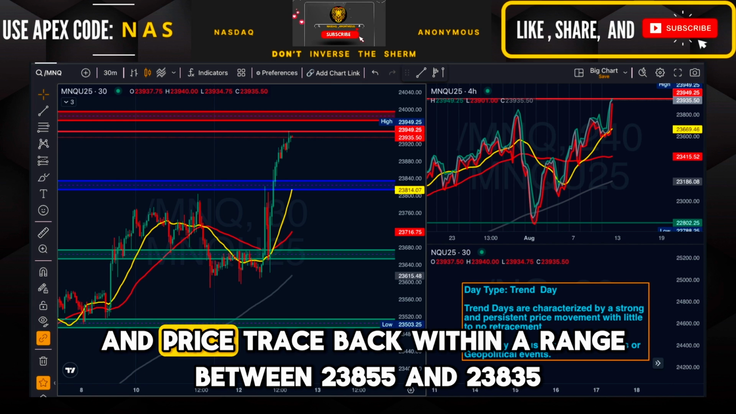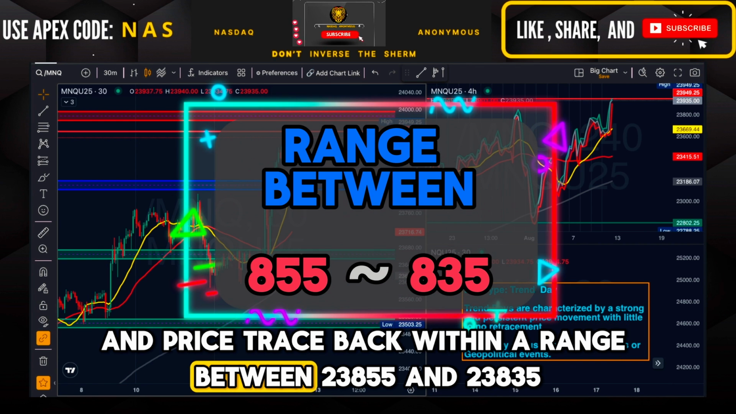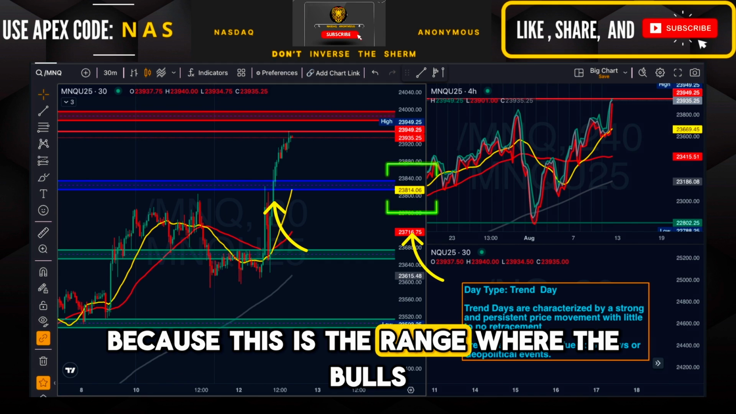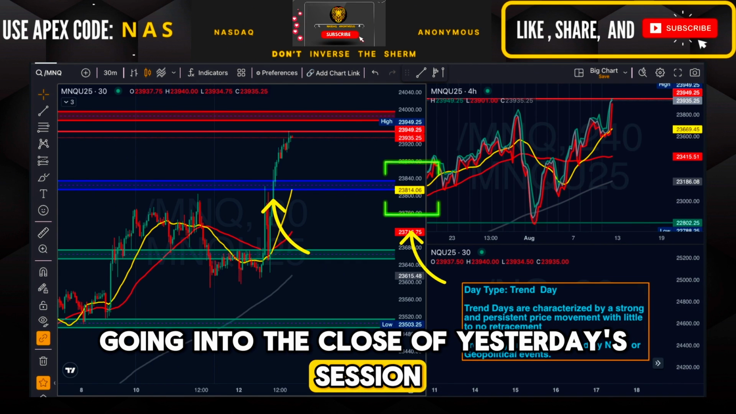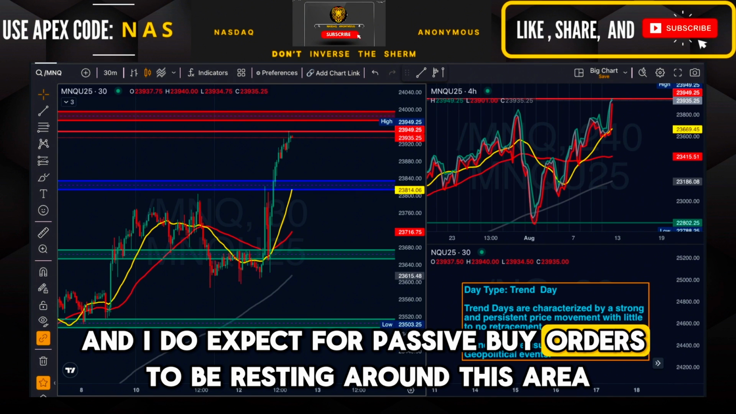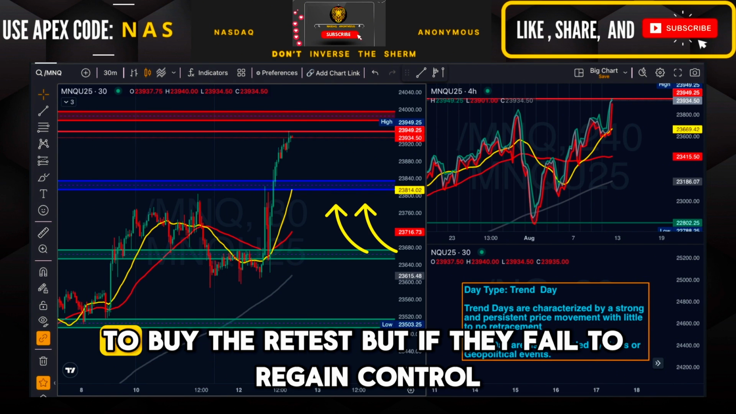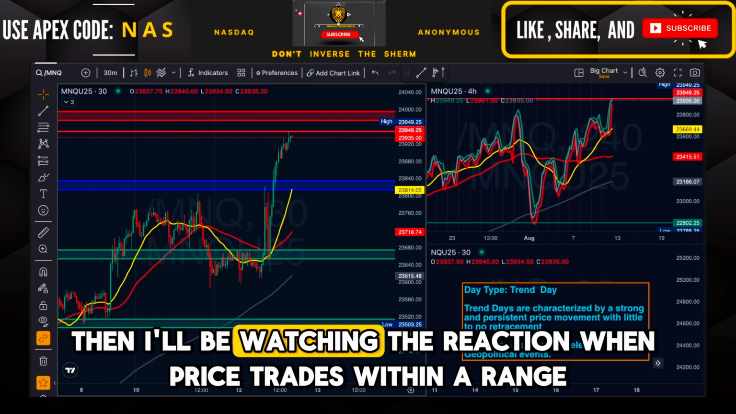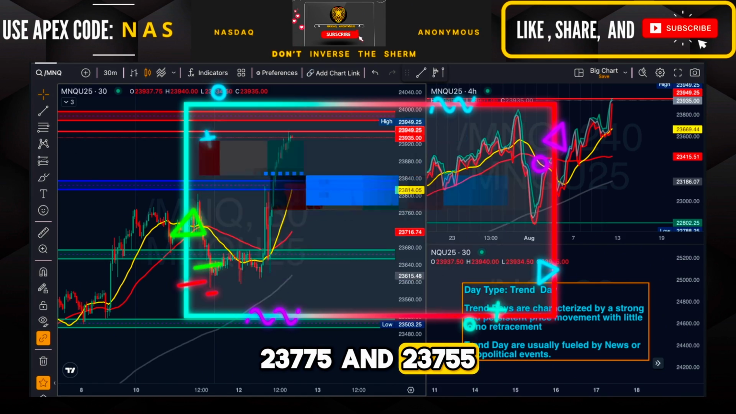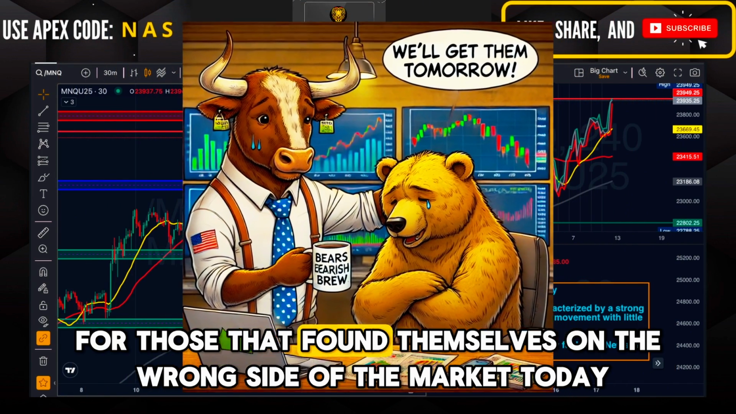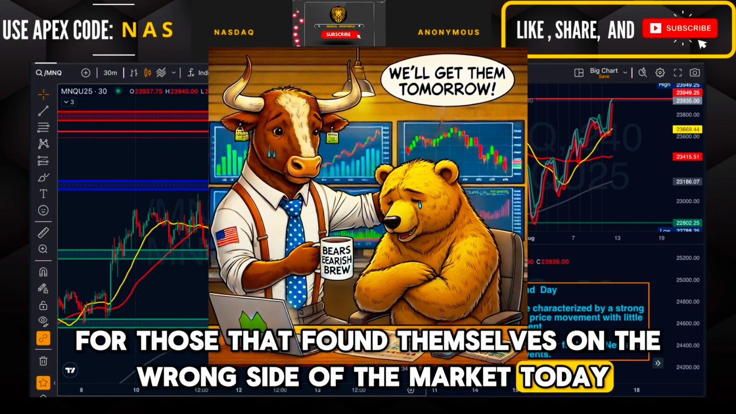However, from my bearish thesis, if the bears can regain their control overnight, then I'll be watching the reaction when price trades back within a range between 855 and 835. Because this is the range where the bulls broke structure to the upside going into the close of yesterday's session. And I do expect for passive buy orders to be resting around this area to buy the retest. But if they fail to regain control, then I'll be watching the reaction when price trades within a range between 775 and 755.